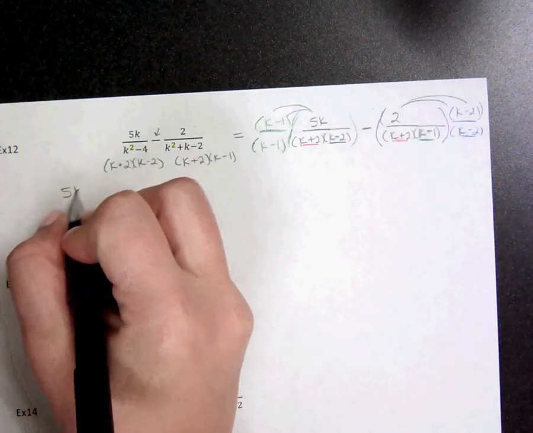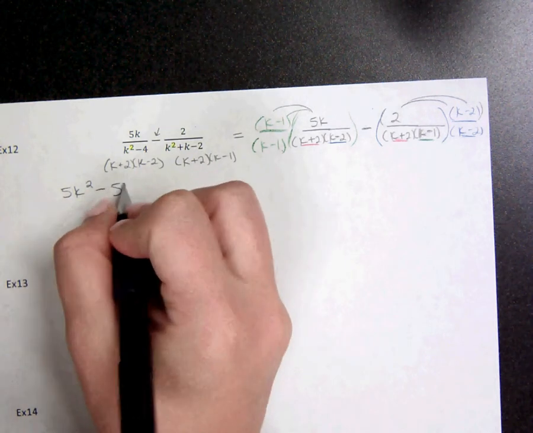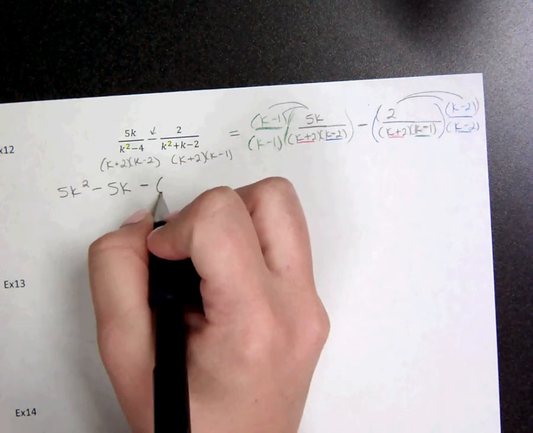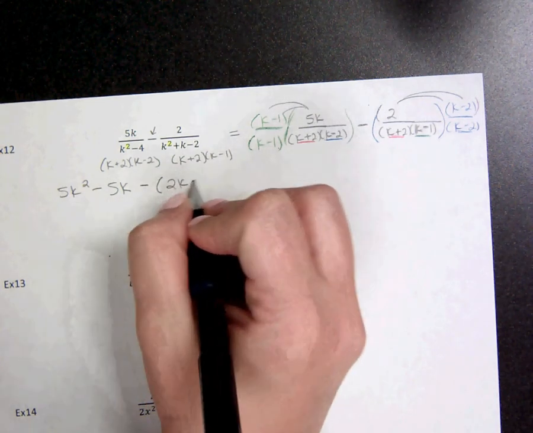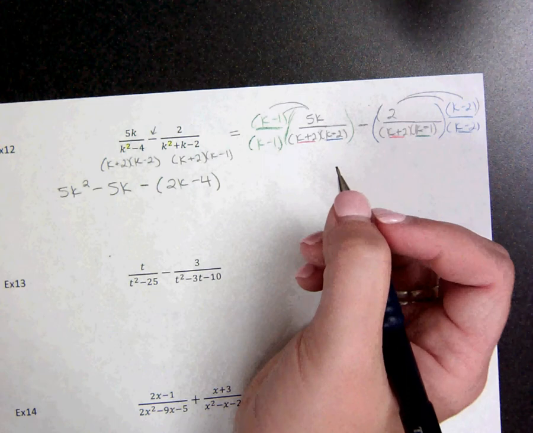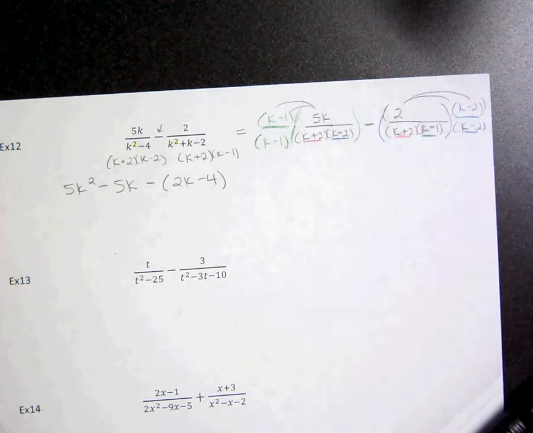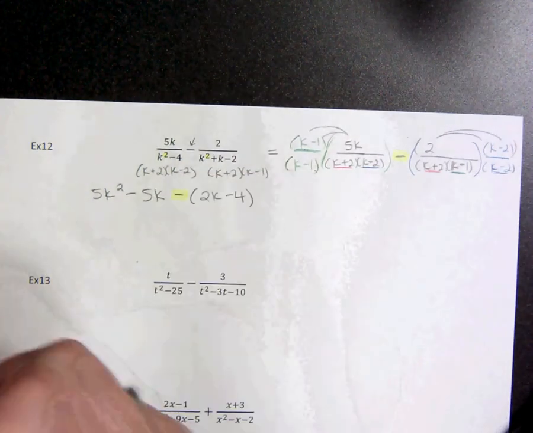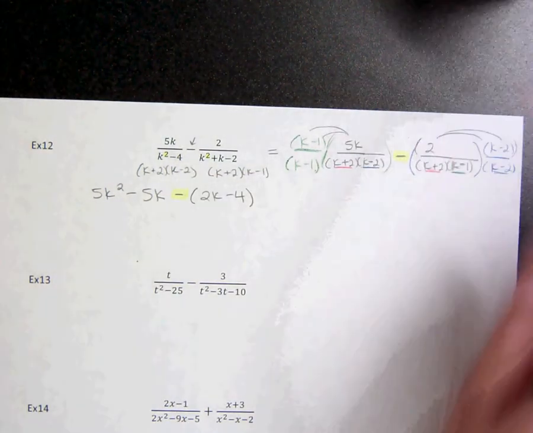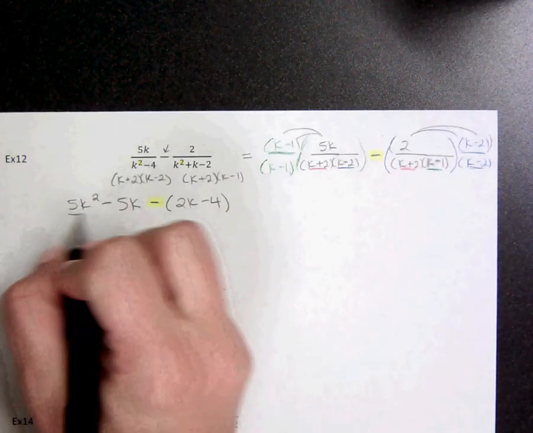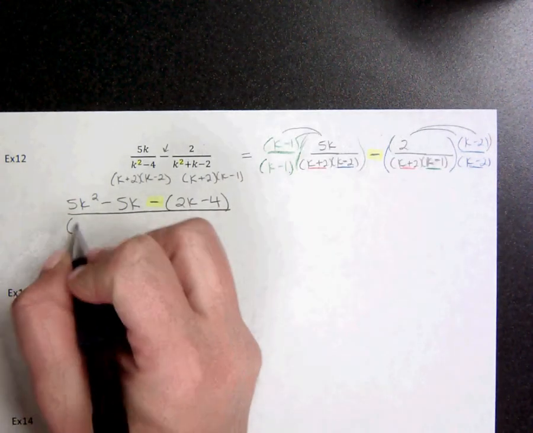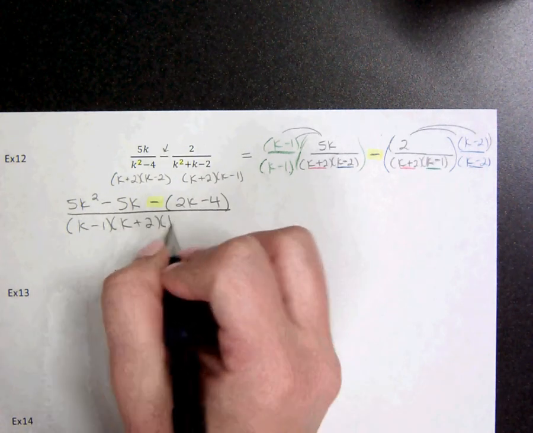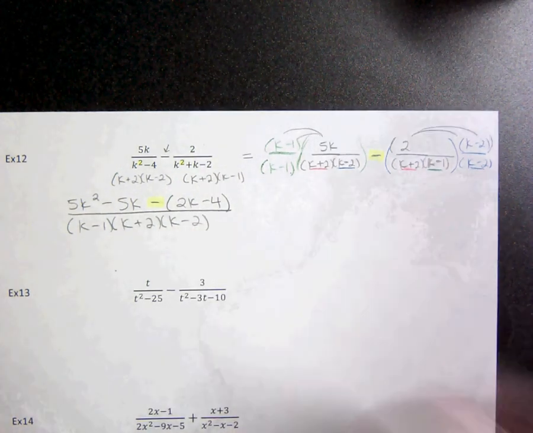So we've got 5k squared minus 5k. The subtraction is going to come down where it was. I'm going to use parentheses here for 2k minus 4. So this subtraction in the original problem, this one came down right there. So you really want to be careful with that. All over the common denominator, k minus 1 times k plus 2 times k minus 2.